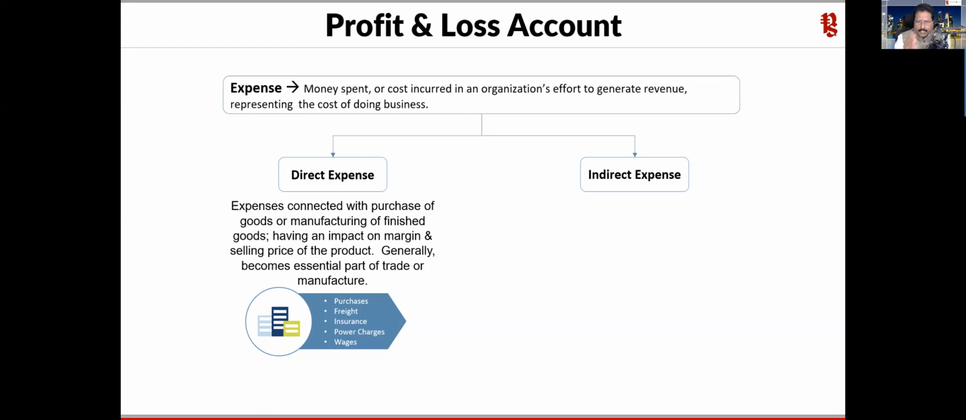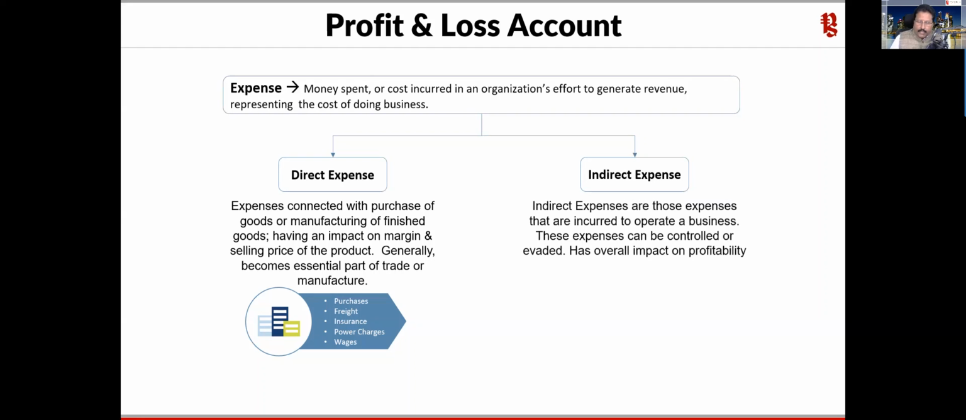Let us now come back to indirect expenses and see what those are. Indirect expenses are those expenses that are incurred to operate a business. These expenses can be controlled, evaded or eliminated. And remember, they also have an overall impact on your profitability, right?